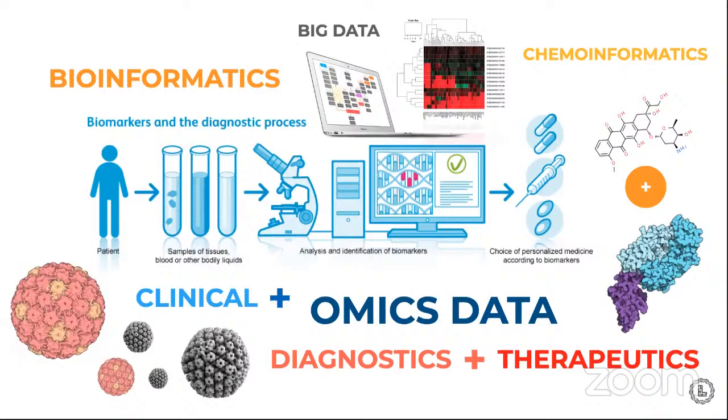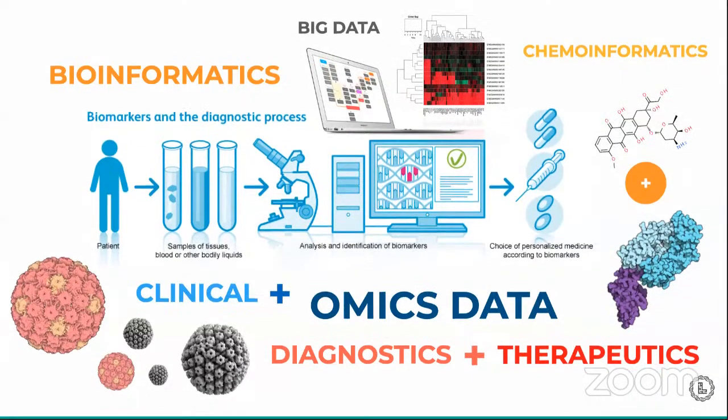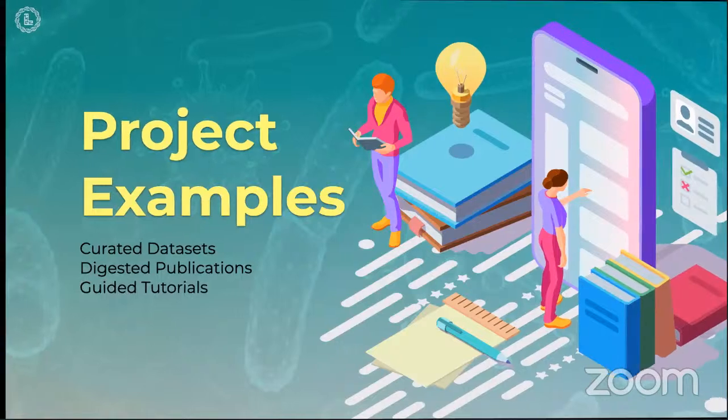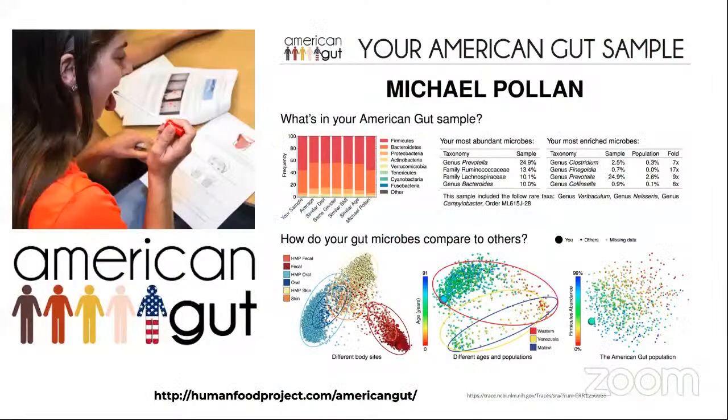Let me briefly mention a few project examples that we're going to be using. We have prepared a number of curated data sets, publications that have been digested and turned into tutorials, and we will discuss these at different stages of the program. So one of those, I mentioned already, the Human Microbiome Project. Part of that Human Microbiome Project is called the American Gut Project.